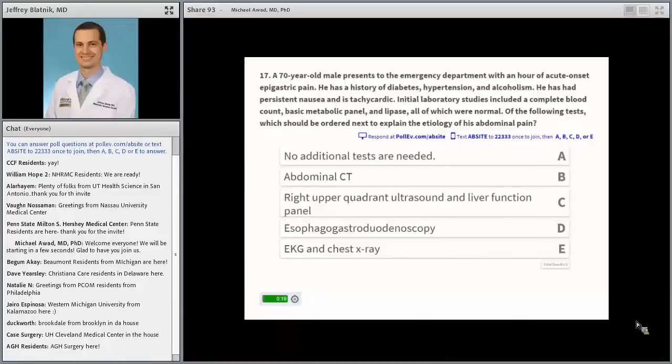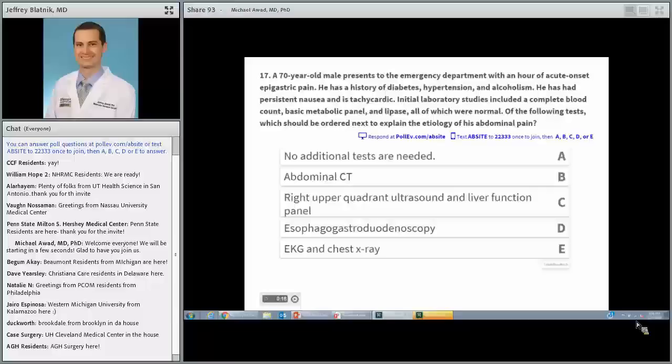Number 17, a 70-year-old male presents to the emergency department with an hour of acute onset epigastric pain. He has a history of diabetes, hypertension, and alcoholism. He has had persistent nausea and is tachycardic. Initial laboratory studies include a complete blood count, basic metabolic panel, and lipase, all of which were normal. Of the following tests, which should be ordered next to explain the etiology of his pain?